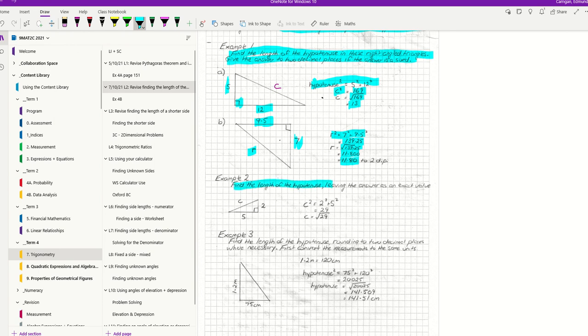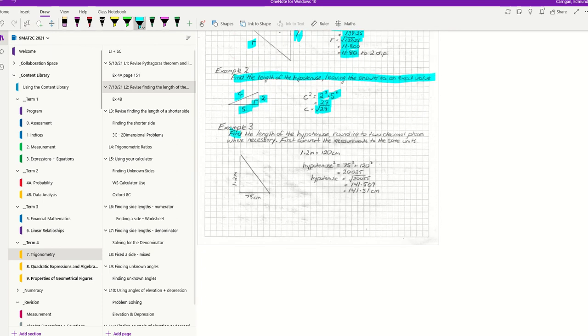Example 2, find the length of the hypotenuse, leaving the answer as an exact value. So it's told me to leave it as a surd, so I'm not going to find what it is to any decimal places. C is my hypotenuse there, which is opposite that right angle. The two short sides are 2 and 5. C squared equals 2 squared plus 5 squared. So C squared equals 29. C is the square root of 29, which is my answer, because that is the exact answer.